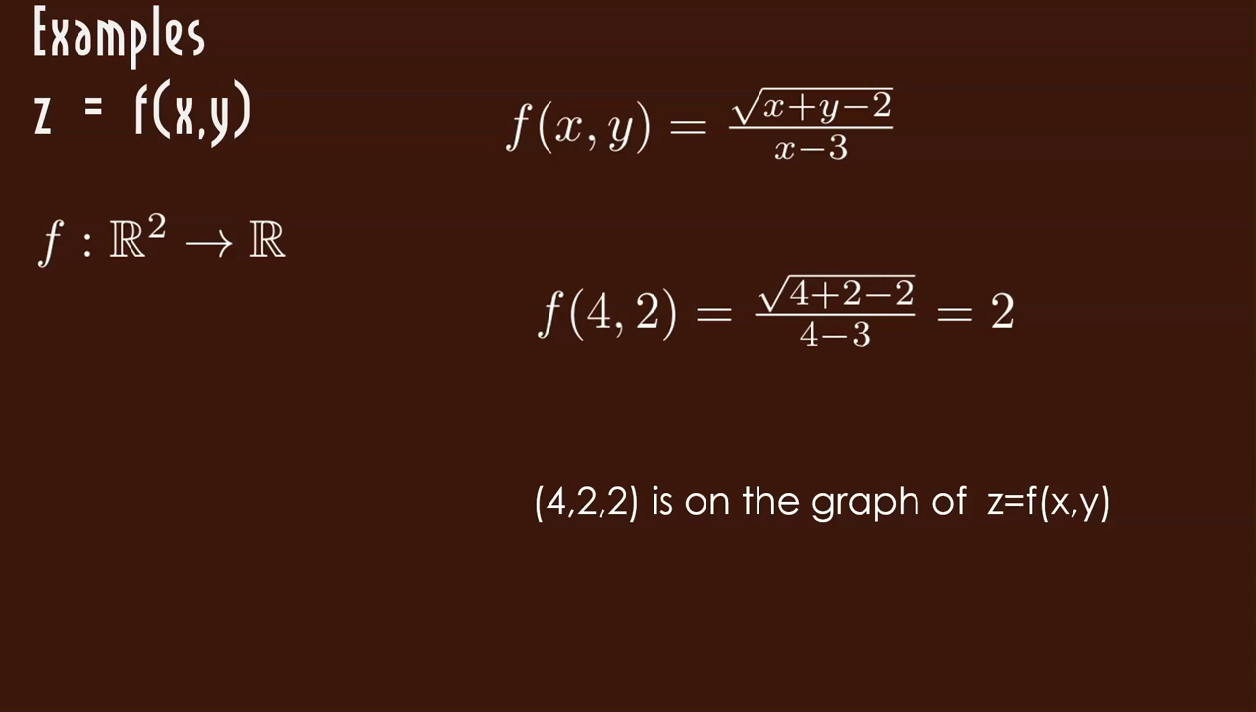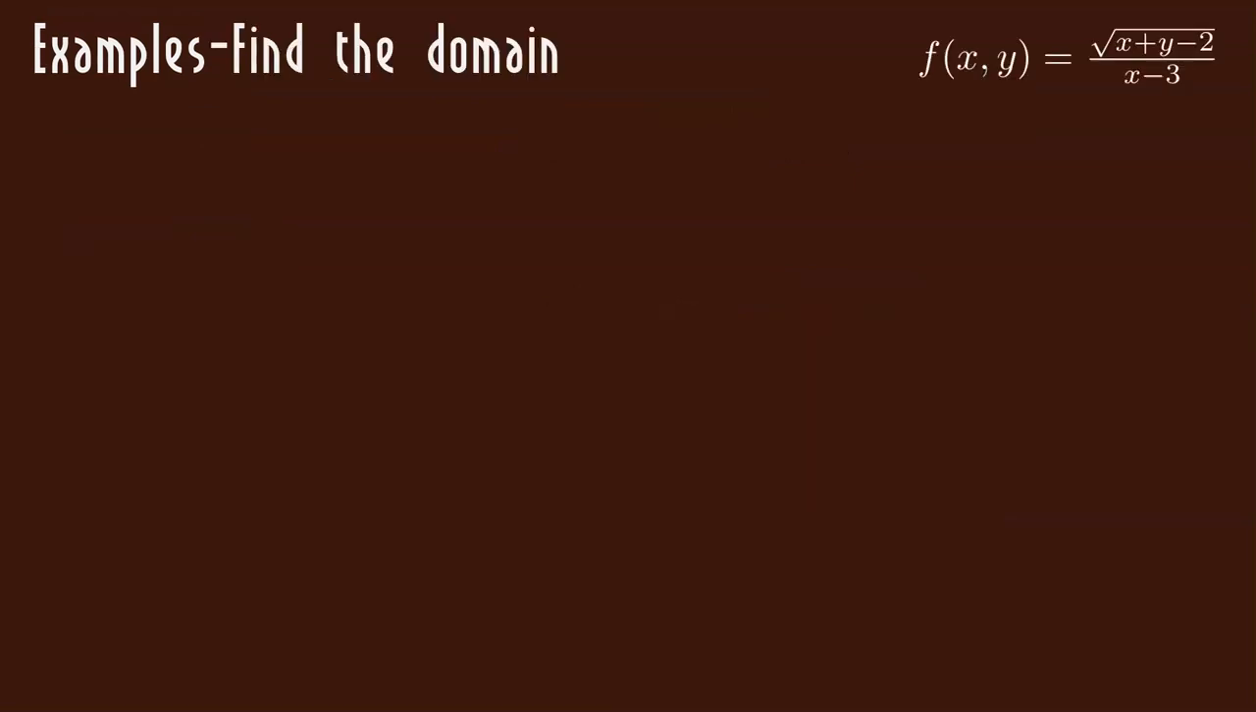The next thing we talk about is the domain. So let's find the domain of this function. I have x plus y minus 2 under a radical, so that has to be greater than or equal to 0. I have x minus 3 in the denominator, so that means x cannot equal 3. So let's put this together and see what we have. I'm going to simplify this, x plus y minus 2 greater than or equal to 0, so I can figure out how to graph it.